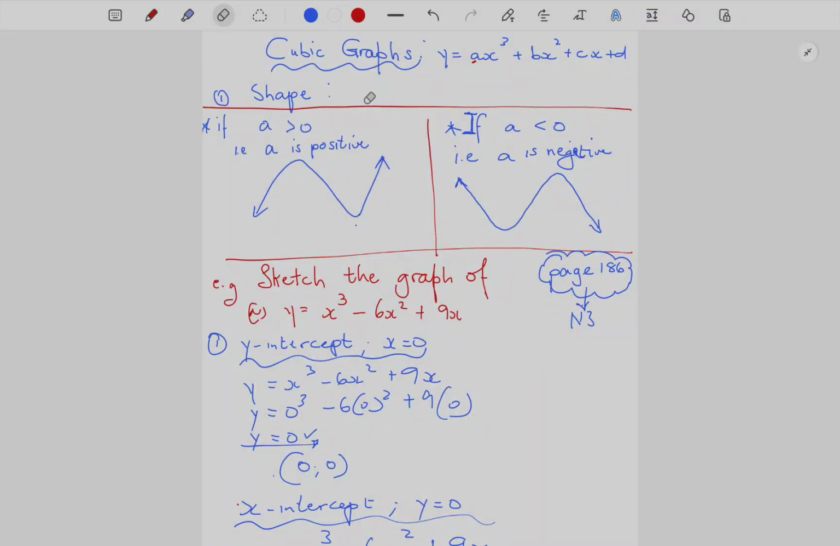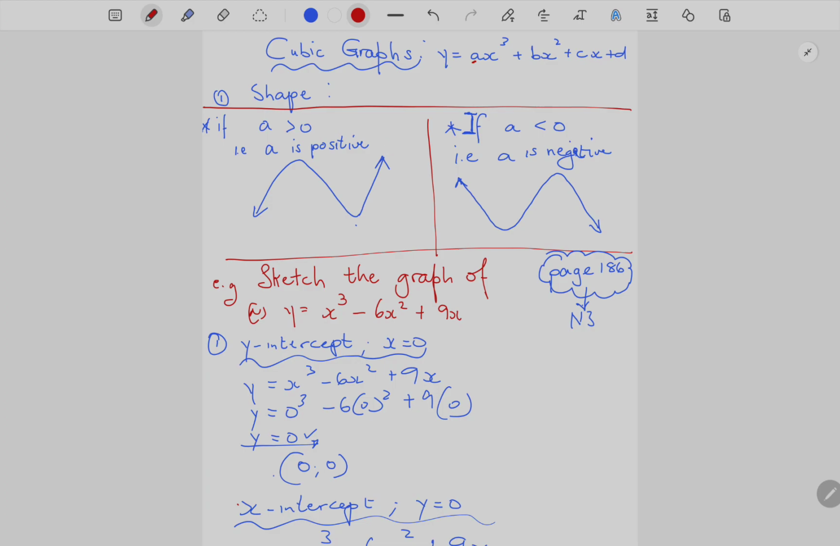Now we're going to do cubic graphs. So the cubic graphs are in the form of y is equal to ax cubed plus bx squared plus cx plus d. Then the characteristics of cubic graphs, starting with the shape. If a is greater than 0, that means if a is positive, this is the shape of the graph that we are going to have.